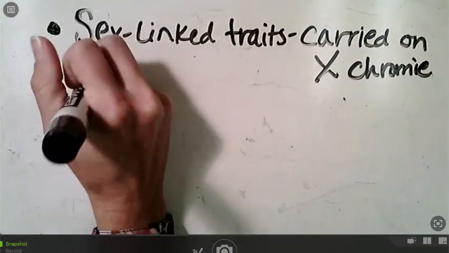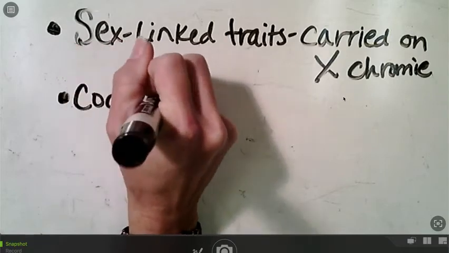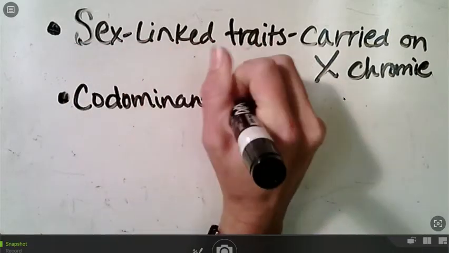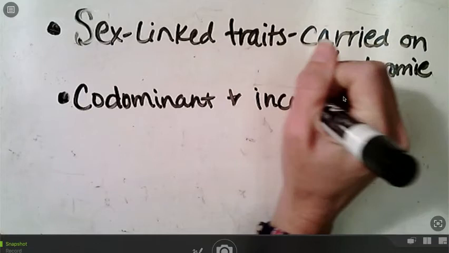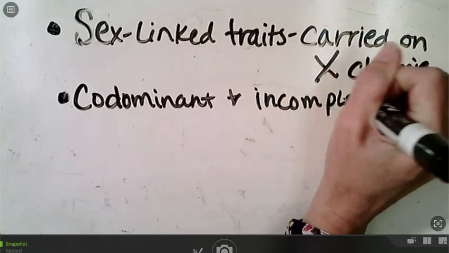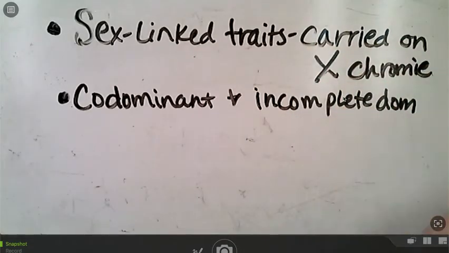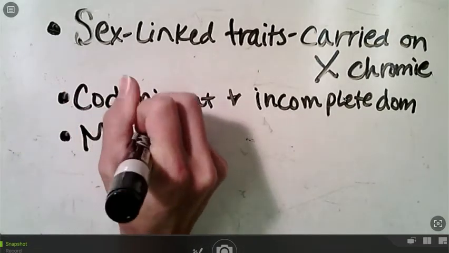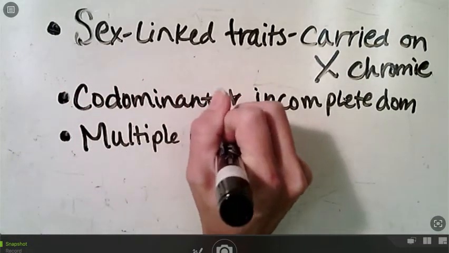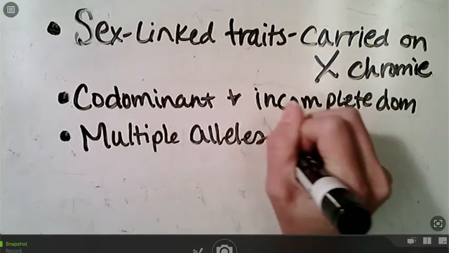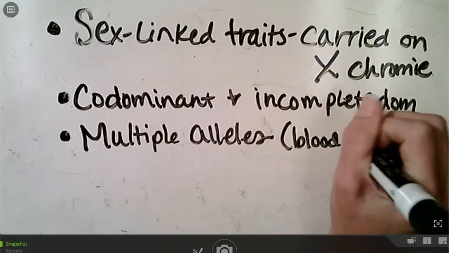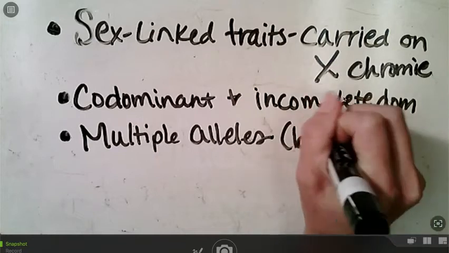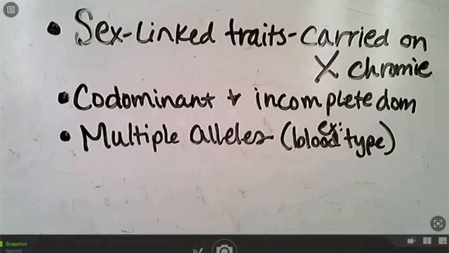We're going to do co-dominant and incomplete dominant. Those kind of go together. And then we're going to do multiple alleles. And that, if you remember, was blood type, for example. Okay, and I'm sure you remember these from freshman year at some point.